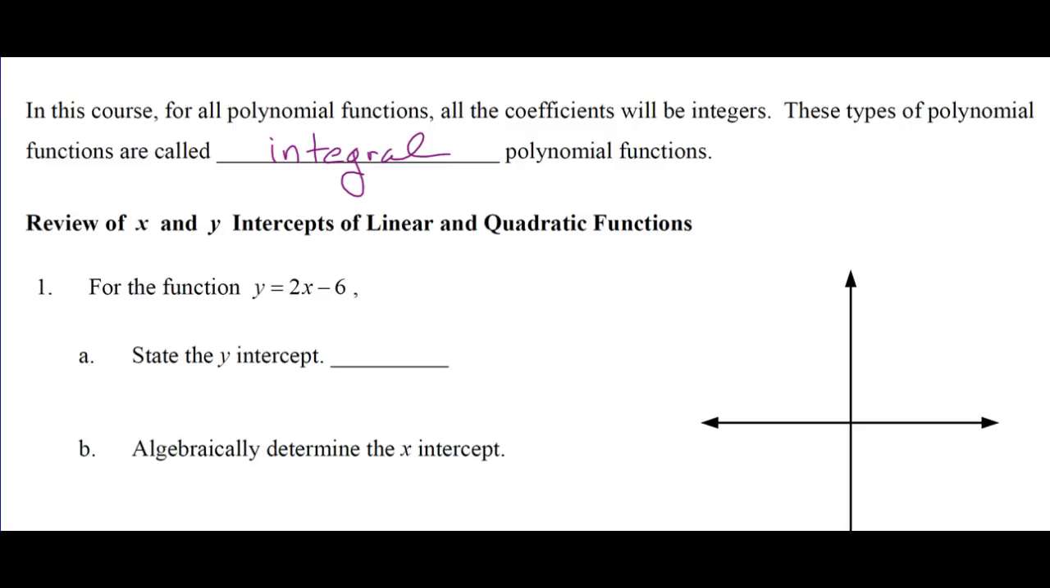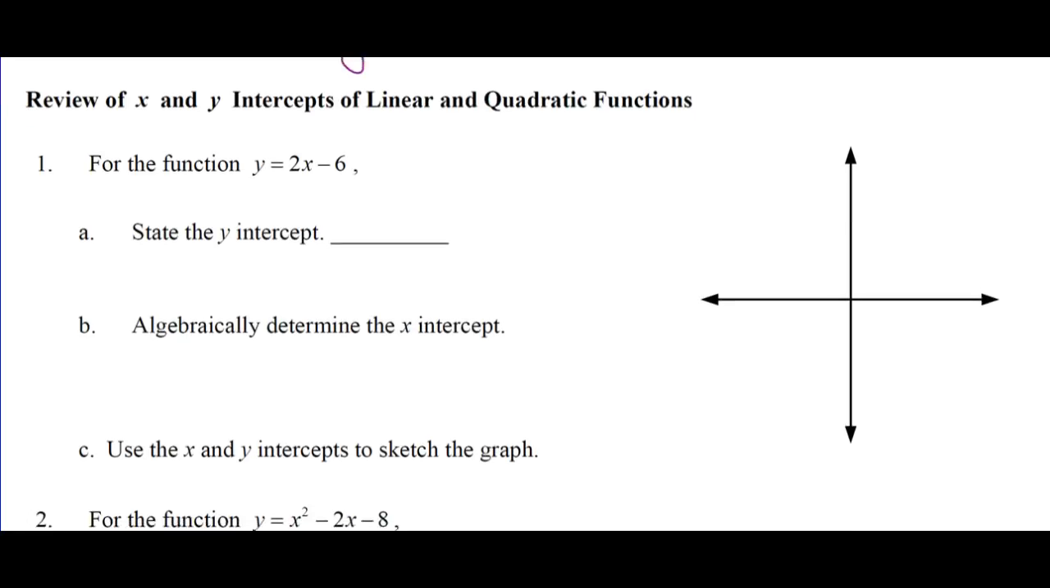Review of x and y intercepts of linear and quadratic functions. State the y-intercept. So the y-intercept is a number. Do not write y equals -6. Y equals -6 is a horizontal line passing through -6 on all its y values, right? So we say state the y-intercept, give me a number. You write y equals -6, you give me the equation of a horizontal line.